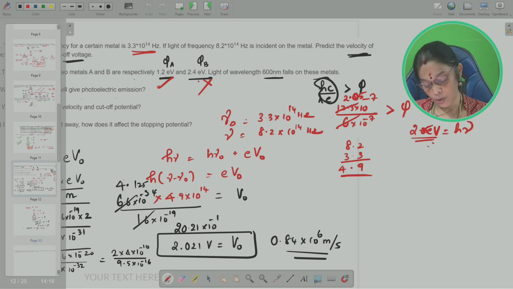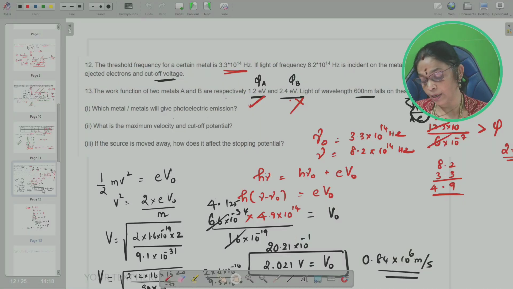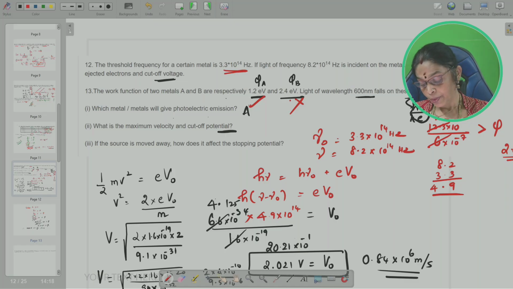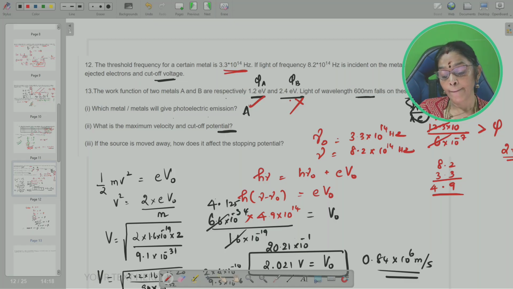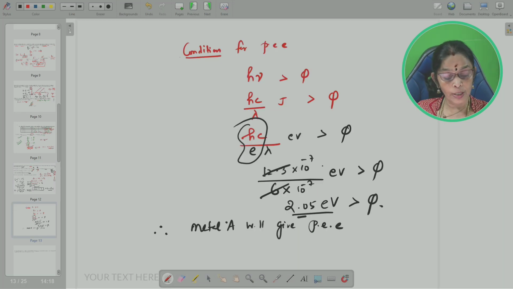So therefore, what can you write? Here in this case, which of the metals will give photoelectric emission? What will you write, children? Which one? A. What is the maximum velocity and cut-off potential? That we will do. Work function is given and h nu we find out. We found out h nu is 2.05.